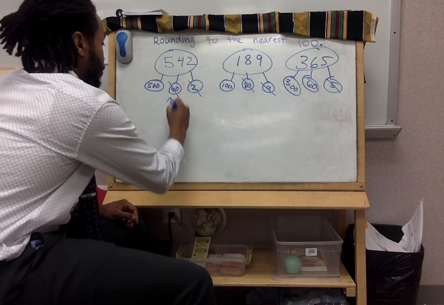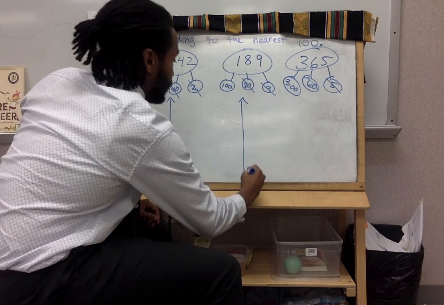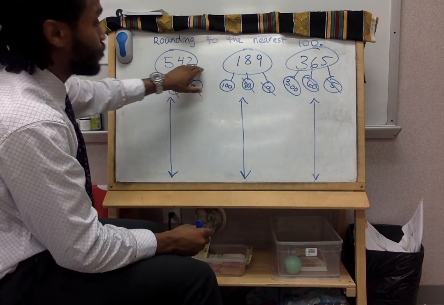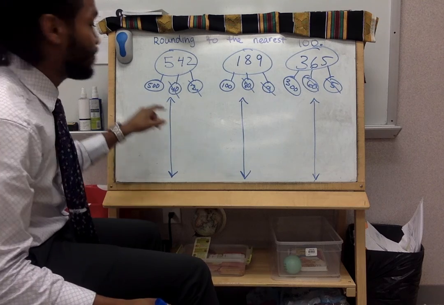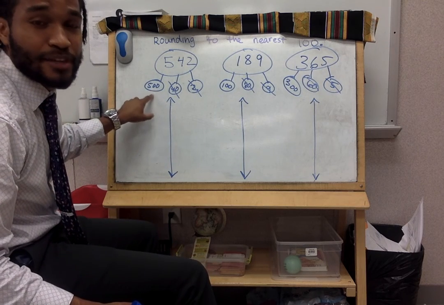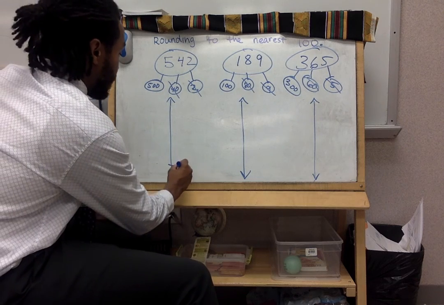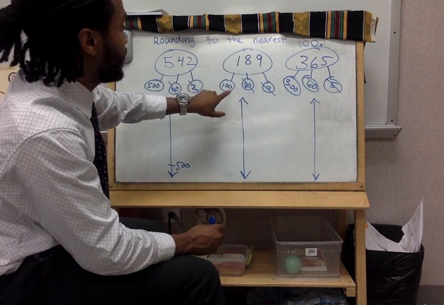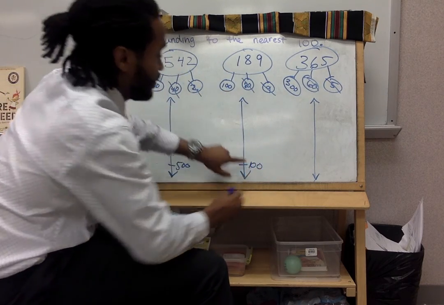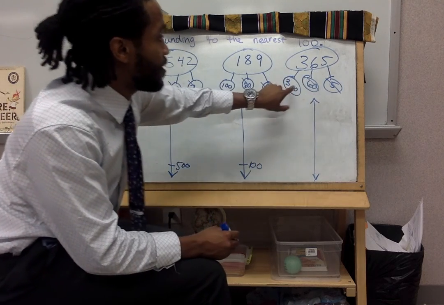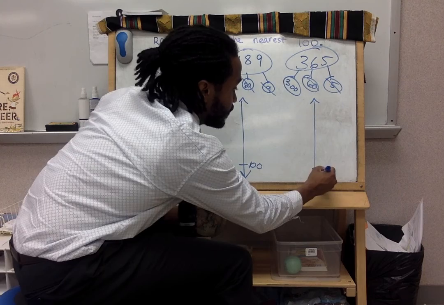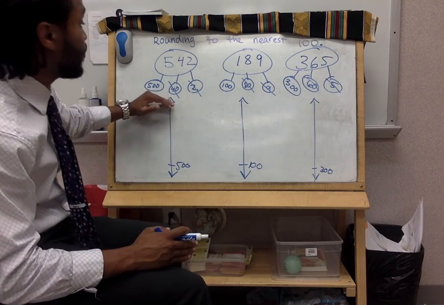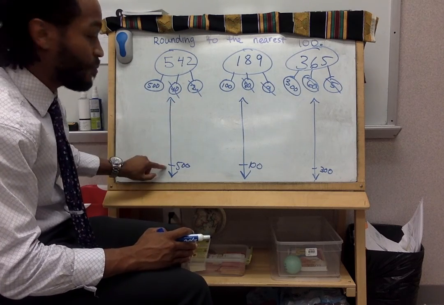Watch. Vertical, going up and down. 542. The 100 that came right before is right here. It's telling me. That's why these number bonds are very, very helpful. This will be my bottom benchmark, the 100 right before 542. 189 has 100 in it already. That's the bottom benchmark. 365 has 300s in it. That's the bottom benchmark. So because we're rounding to the nearest hundreds, what we're going to do is ask, what is the next 100 after our bottom benchmark?